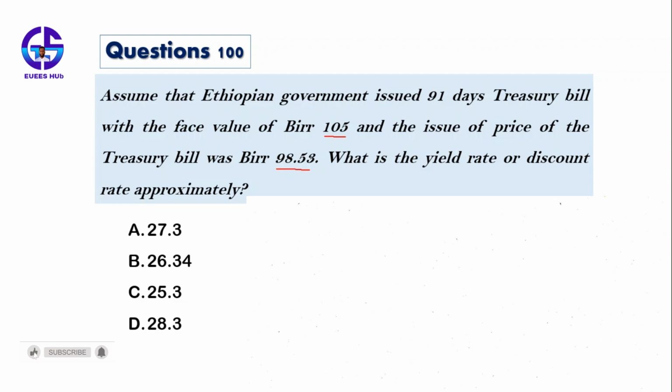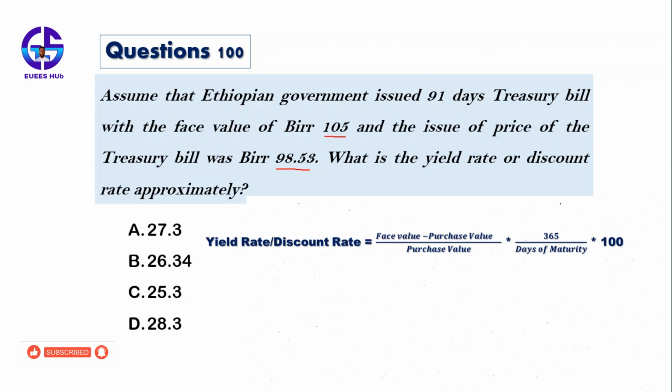Here is the solution part. Yield rate or discount rate is equal to face value minus purchase value, divided by purchase price or purchase value, then 365 divided by days of maturity, then multiplied by 100.